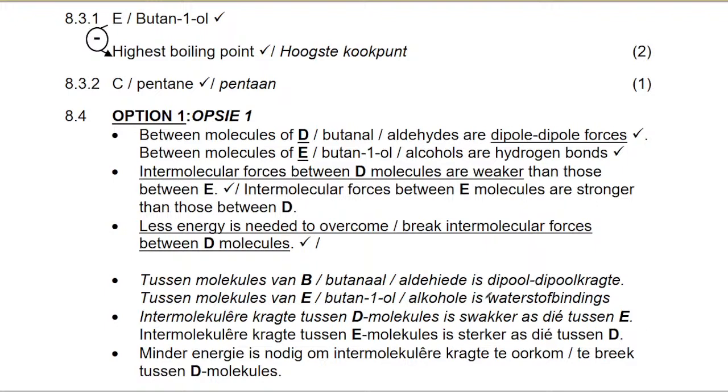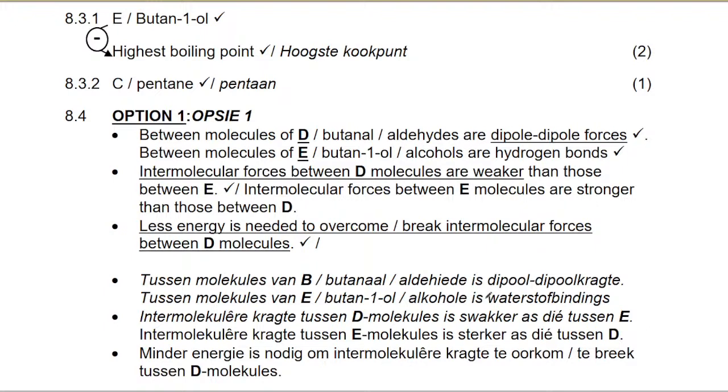So 8.4, in another investigation, the boiling points of D and E, so we are looking only at D and E, are compared. Fully explain the difference in the boiling points by referring to the type of intermolecular forces present in each of the compounds. So we are comparing D and E. Let's look at our answer.